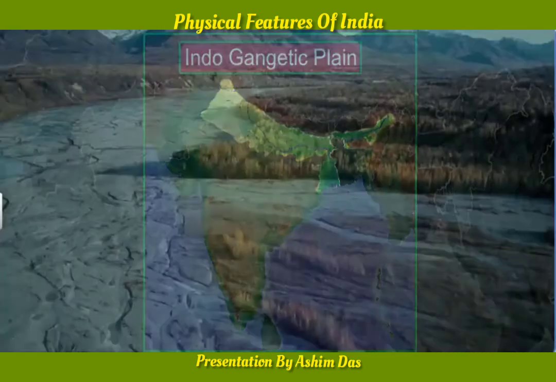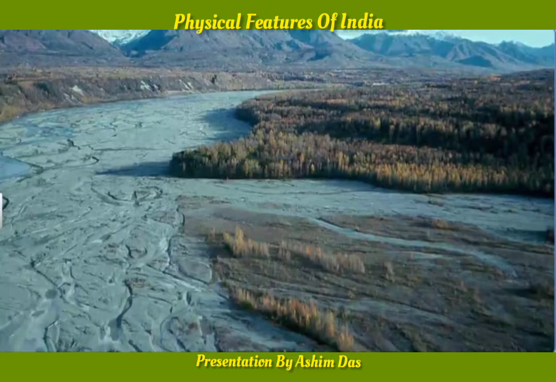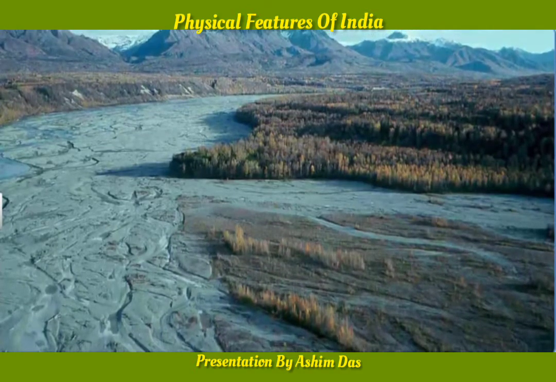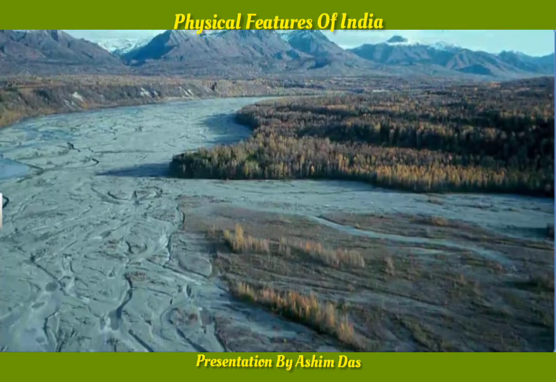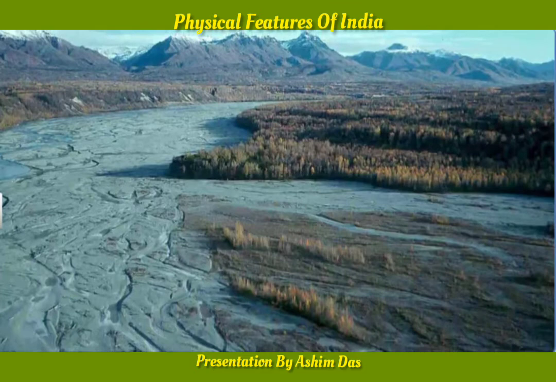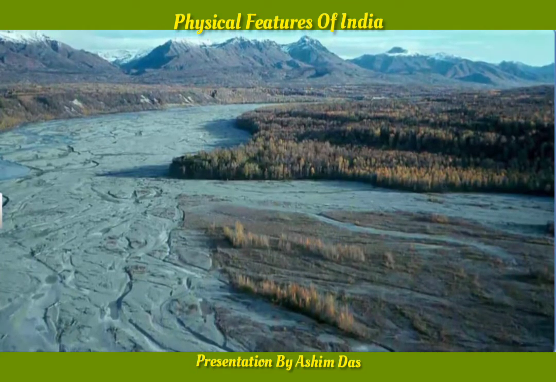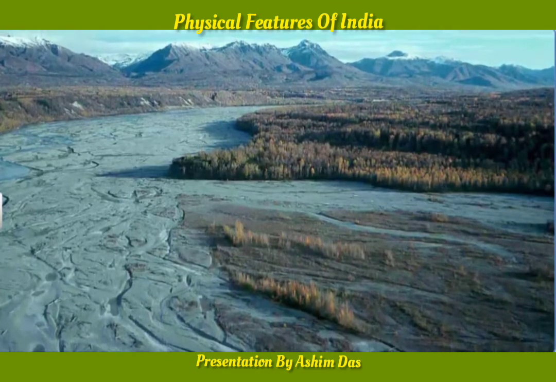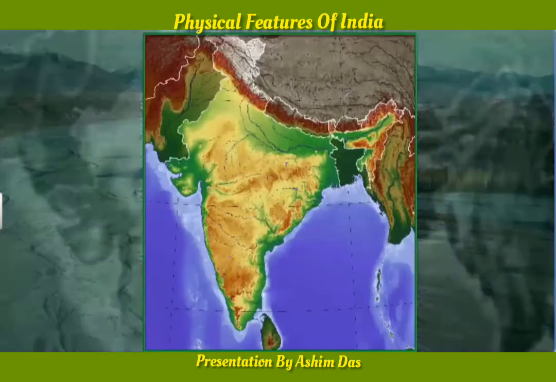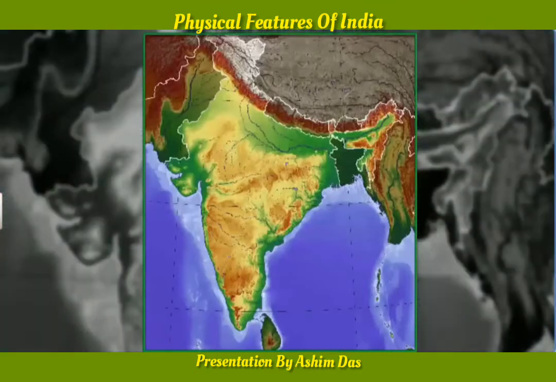The alluvium from these river systems was deposited in the vast basin at the foothills of the Himalayas over millions of years. These deposits built up to form the present-day fertile northern plain.